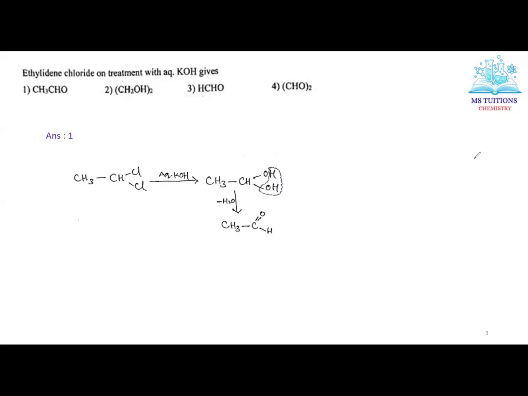Ethylene chloride on treatment with aqueous KOH gives. Ethylene chloride means it's a geminal dihalide. So, two carbons related geminal dihalides I have taken. So, it is reacting with aqueous KOH. Substitution takes place. Two chlorines are substituted by OH.